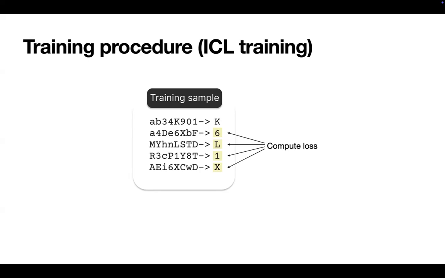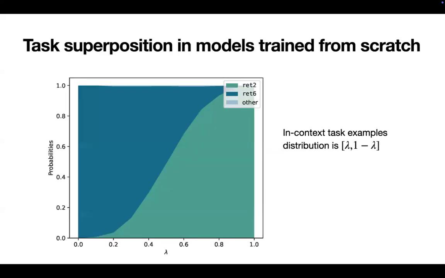After we train the model, as we can see, during training each training sample only contains examples from one task. But during test time, we do something differently. During test time, we form prompts where the demonstrations come from 2 tasks. So for example, say the prompt has 20 in-context demonstrations.